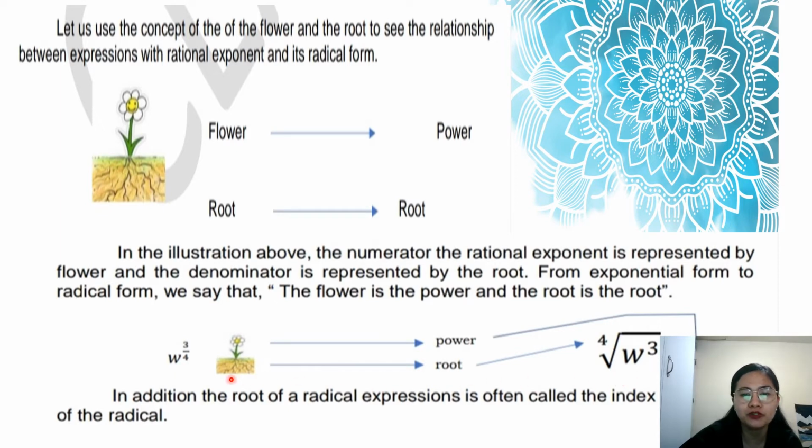So, kung makikita ninyo, yung denominator po ng fractional exponent natin, which is 4, ginawa po natin siyang index. Ilagay po natin dito sa index or yung order of the radical. And then yung 3 na numerator ng fractional exponent natin, ilagay naman po natin doon. Naging power po siya. And then yung base natin, nilagay natin sa loob ng radical sign, ito yung naging radicand natin. So in addition, the root of radical expressions is often called the index or the order of the radical.